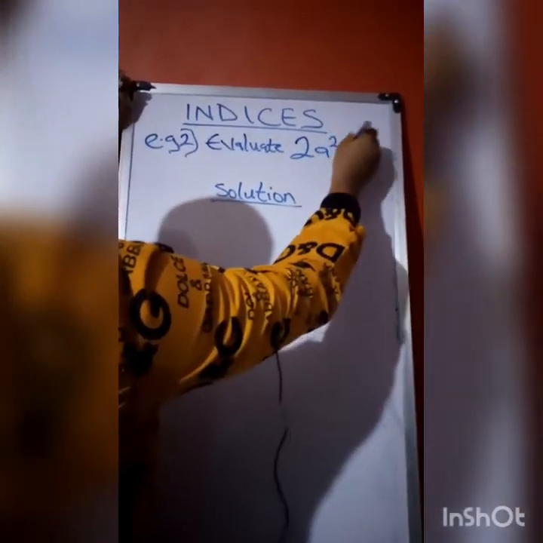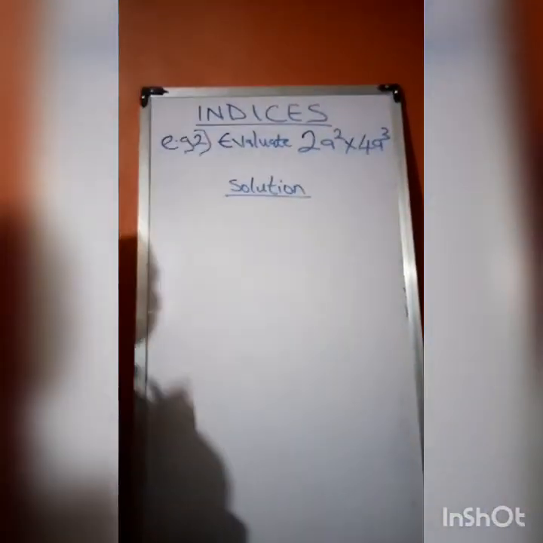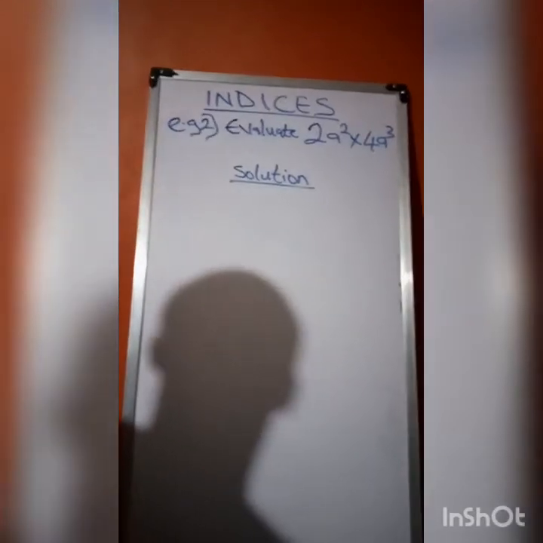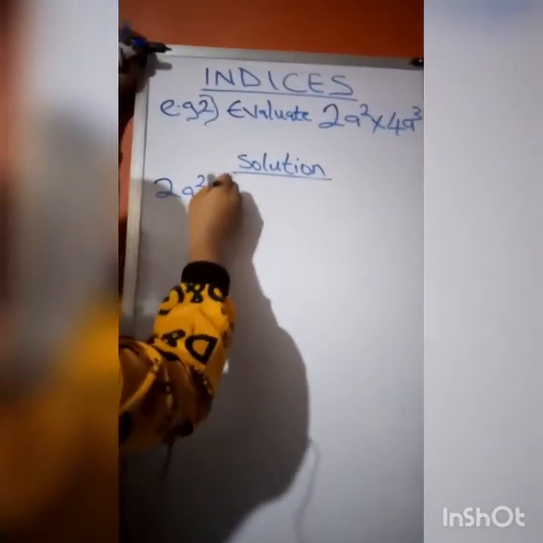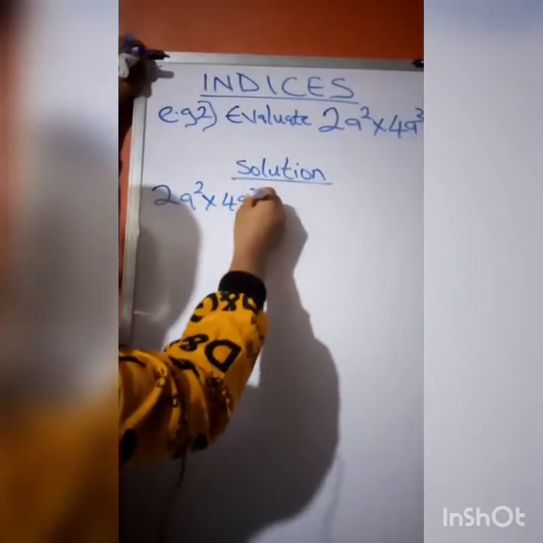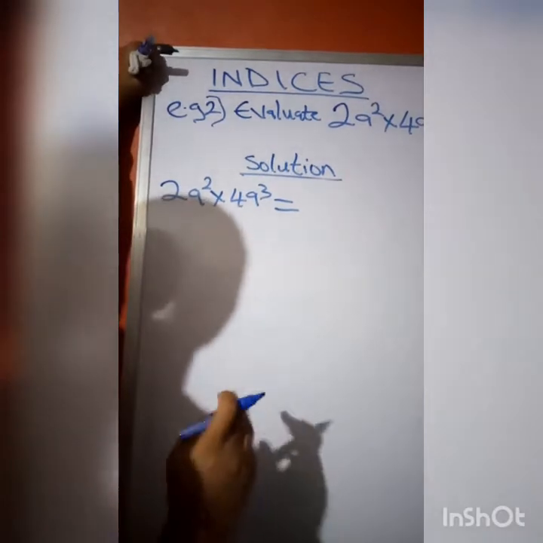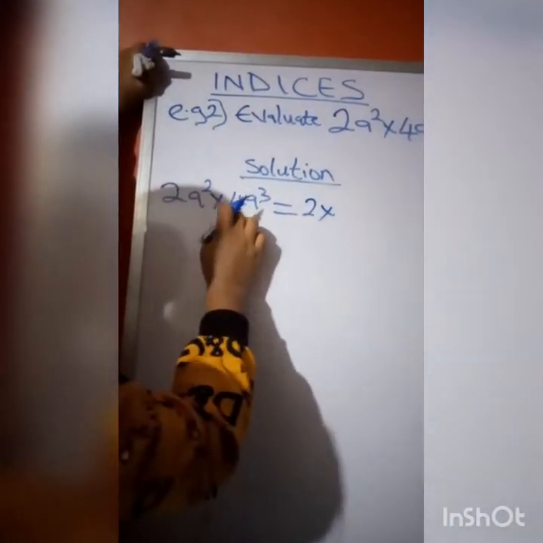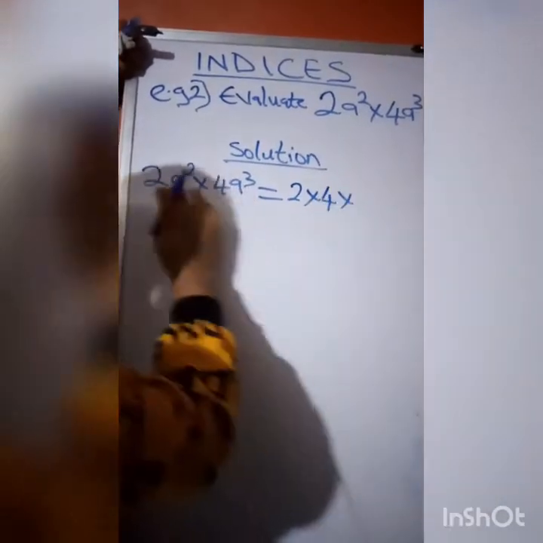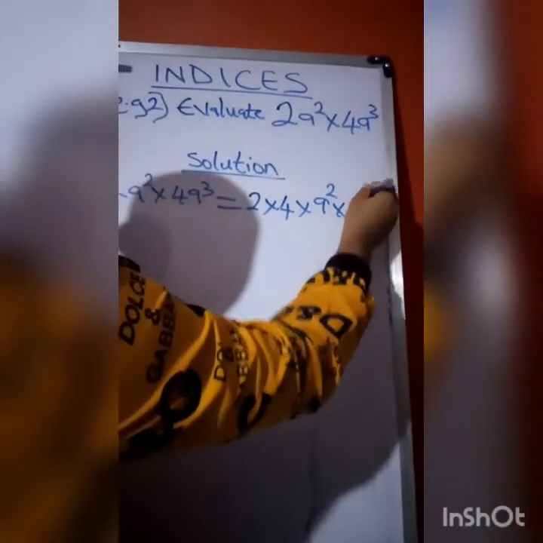2a squared times 4a cubed. Alright, let's see the solution to this. I'm given 2a squared times 4a cubed. Let me rearrange this and bring the numbers together, then our unknowns together. I'm having 2 multiplied by, the other number here is what? 4. Then multiply by, let's take the unknown, a squared times a cubed.